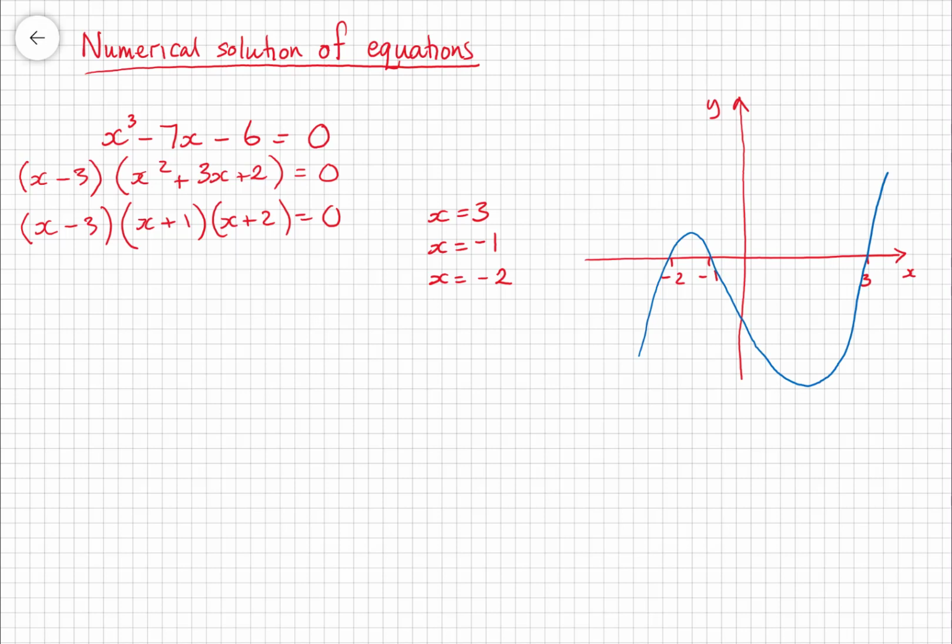So finding the solutions to x cubed minus 7x minus 6 equals 0 is the same as finding where the curve y equals x cubed minus 7x minus 6 crosses the x-axis. I should say also that where this graph crosses the y-axis will be minus 6, and we can read that directly from the equation y equals x cubed minus 7x minus 6.